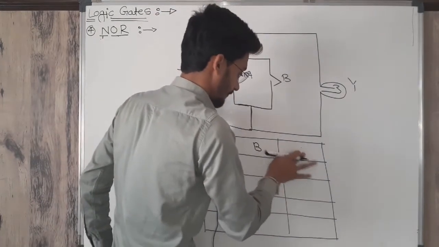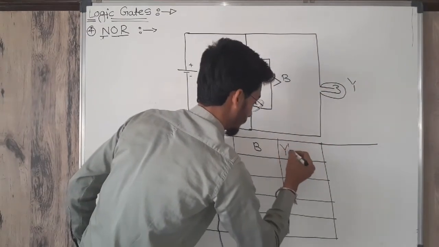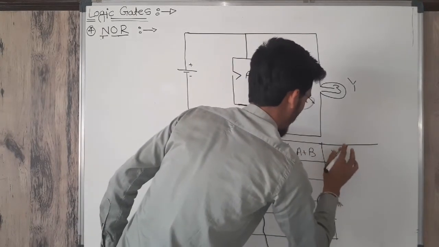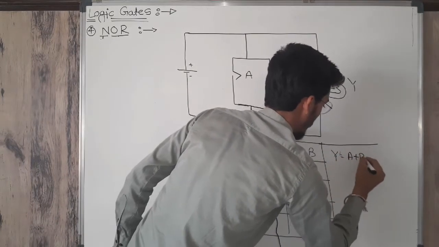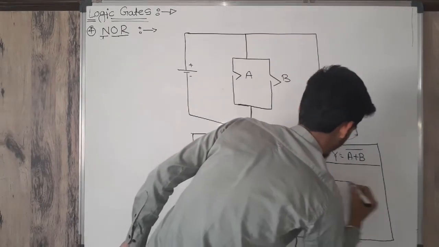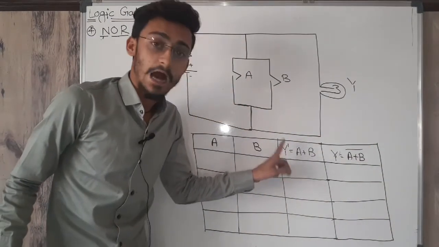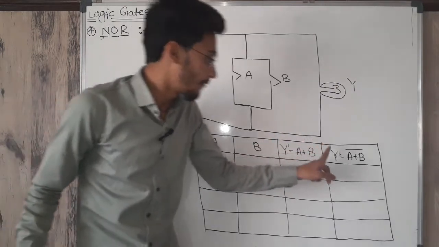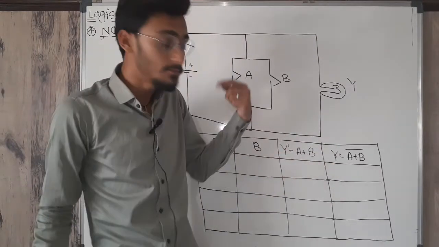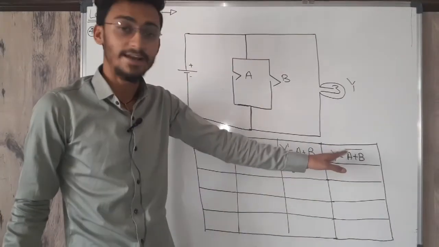So I draw one more column for a better explanation. That is Y dash, the output of the OR gate, and Y, the final output, is A plus B bar. It's the opposite of the output from the OR gate. So Y dash is the output from the OR gate and Y is the output from the NOT gate. This output becomes the input for the NOT gate. So this is the final output.